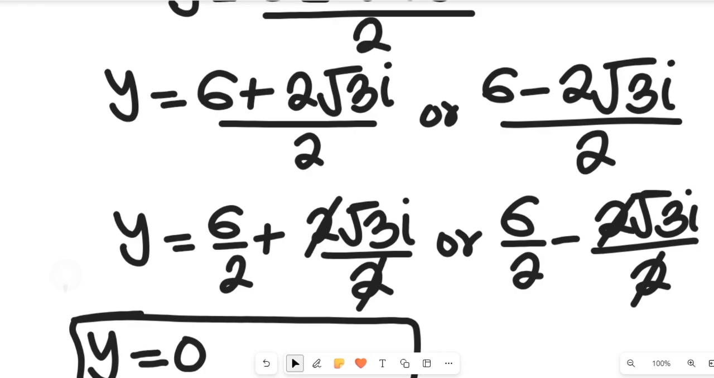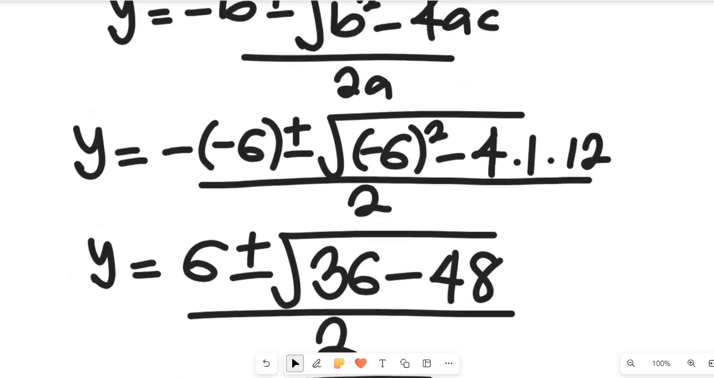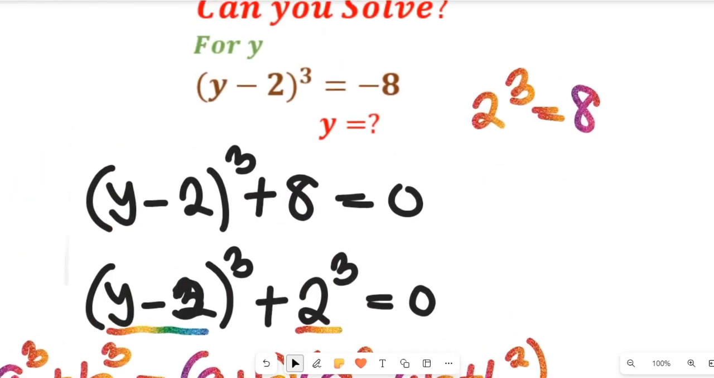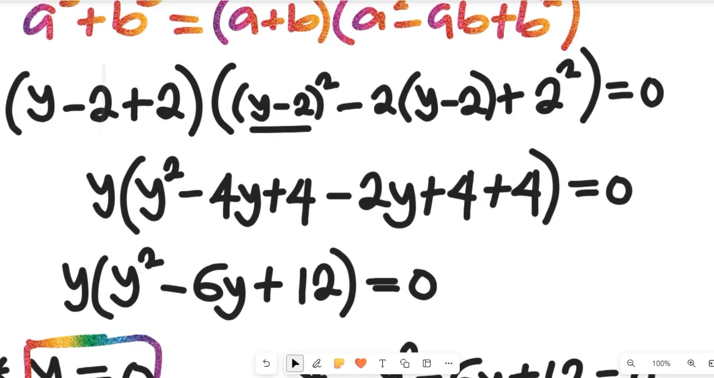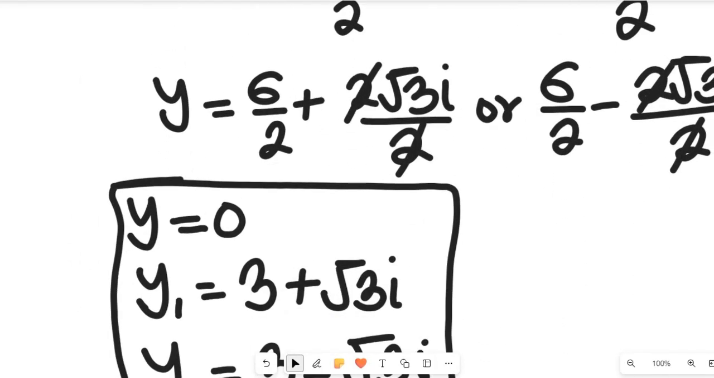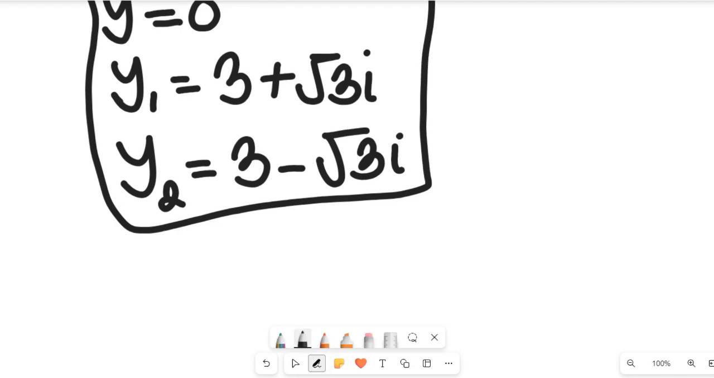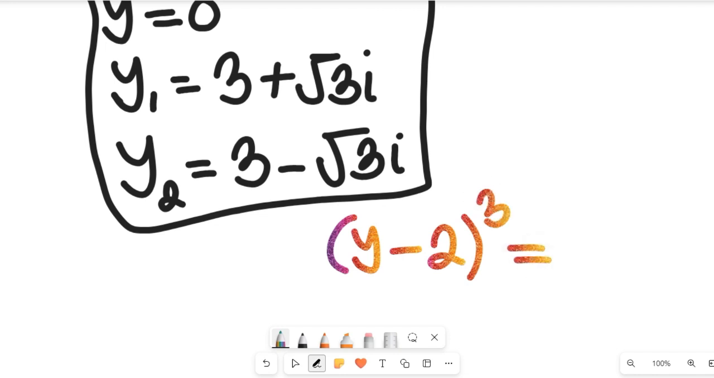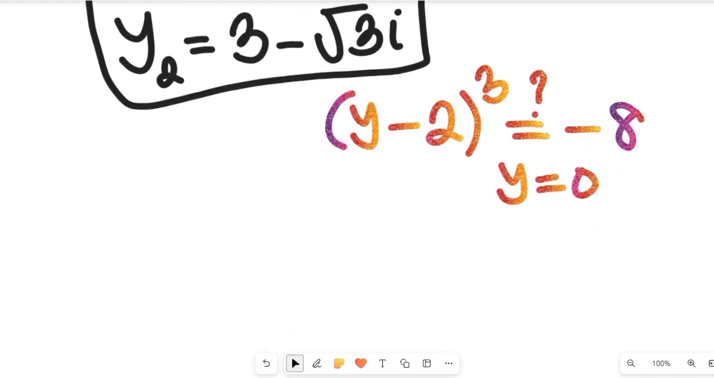Now let's test to see if our solution is right. From the original equation, we are given that y minus 2 to the power of 3 is equal to negative 8. Now if we insert the only real solution, y equal to 0, into the expression, will it give us the value negative 8? Recall we have y minus 2, all to the power of 3, equal to negative 8. So if we insert y equal to 0 in this expression, can we get a negative 8? Let's try it.